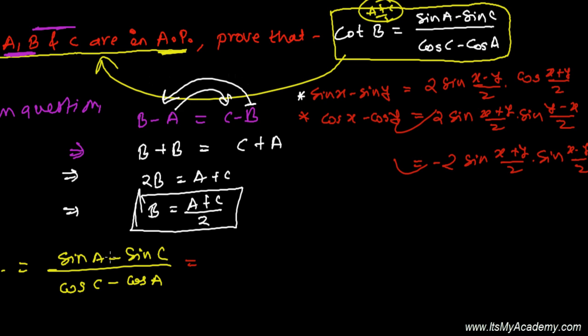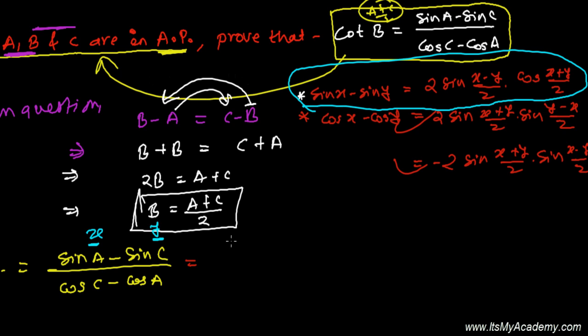All right, so it's sine A minus sine C. Instead, I'm using this A as X and C as Y, so I can compare this sine X minus sine Y exactly with this guy. So it's going to be 2 sine X minus Y, that is A minus C over 2. Similarly, it's now cosine of X plus Y, that is cosine of A plus C divided by 2.